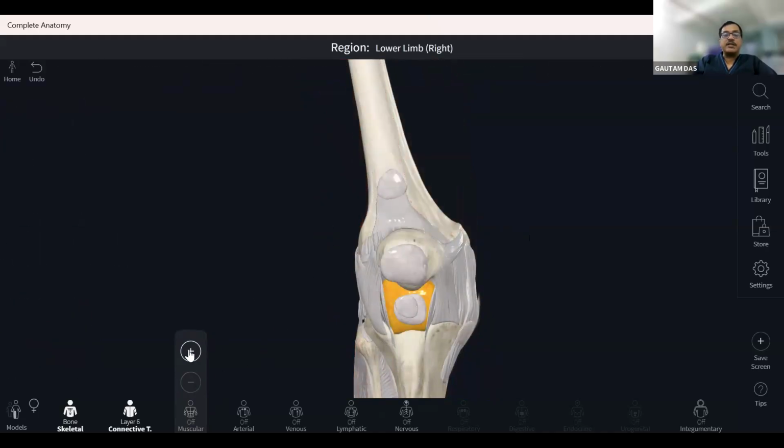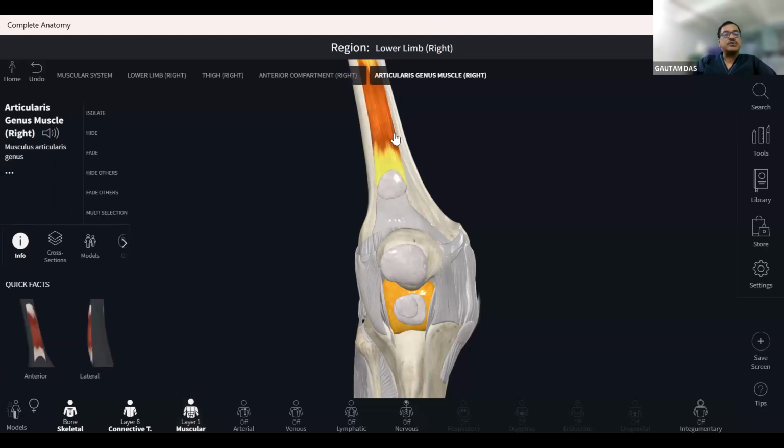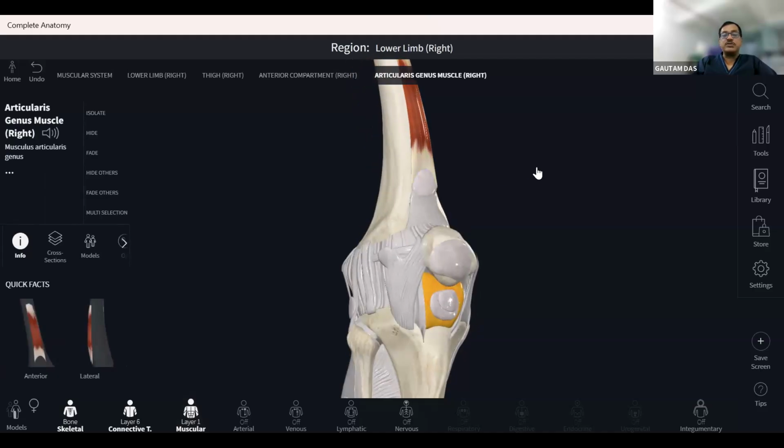Okay, another important muscle I forgot to mention. There is a short muscle there, known as the articularis genu muscle. You see how it is getting attached. It is attached to the suprapatellar recess, the synovial recess, and it does not allow it to get impinged, because it pulls the recess up so that it is not impinged between the femur and the patella.